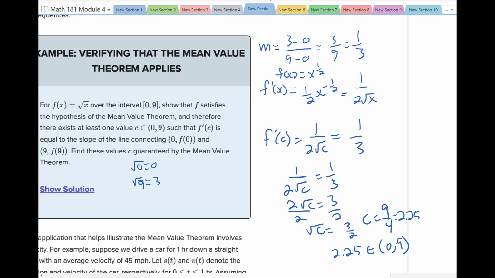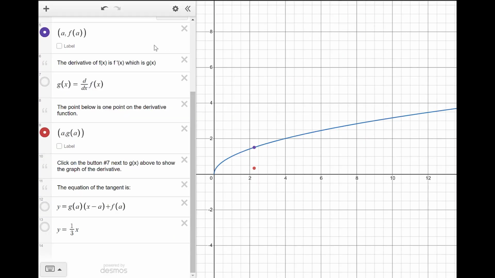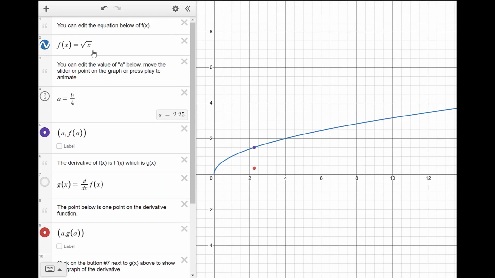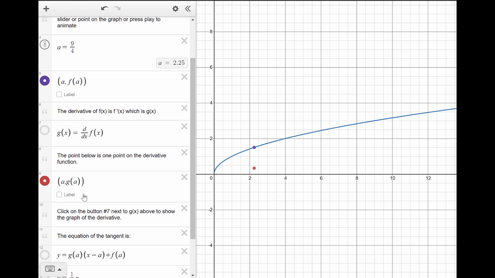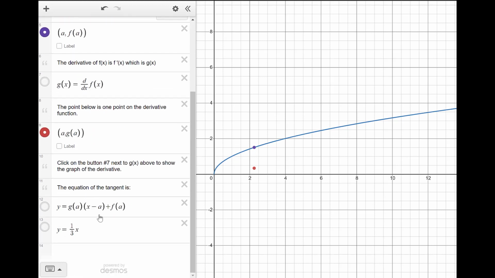I found something someone put together online that anyone has access to, but it helps to illustrate this. So in this particular example, let me pull it up here. I put in my function, f of x equals the square root of x. We found c to be 9/4. That slope will be the same as the slope between 0 and 9. Then I came down here and came up with the equation of the tangent line. Well, not the tangent line, the secant line through 0 and 9.